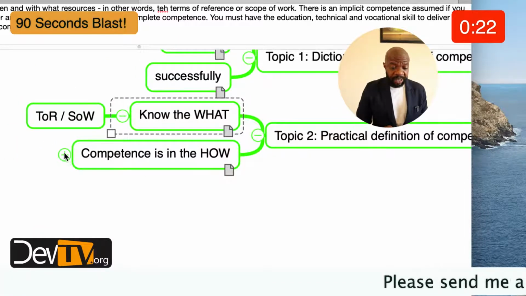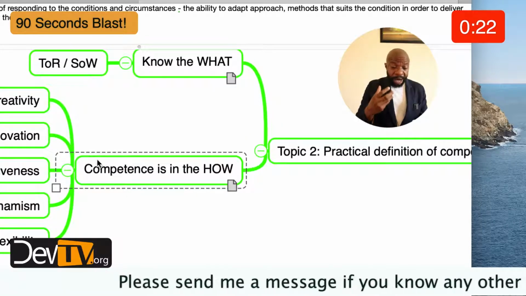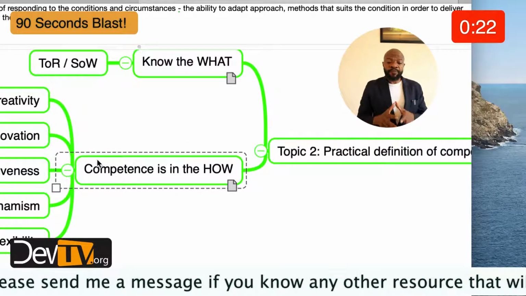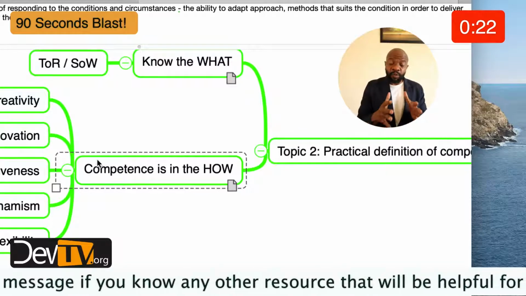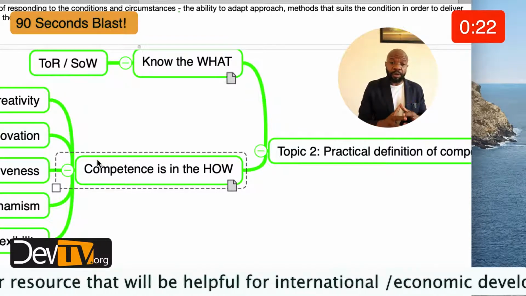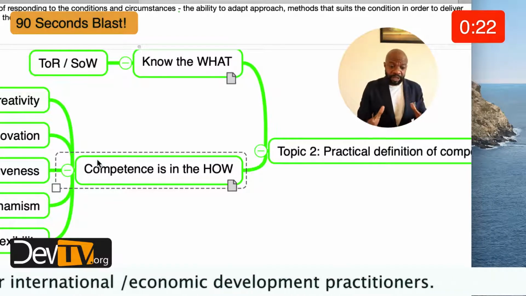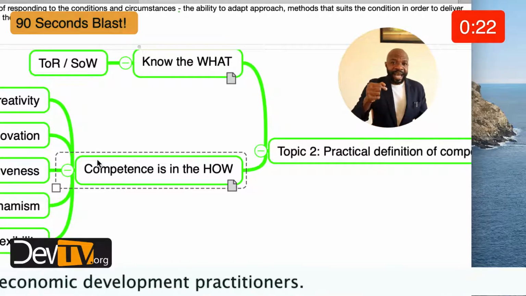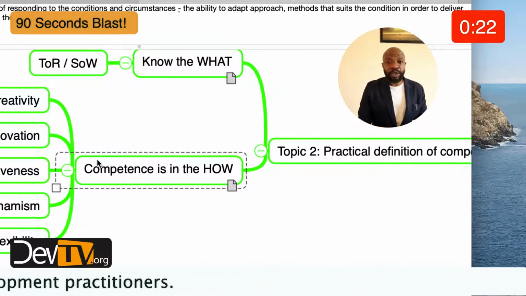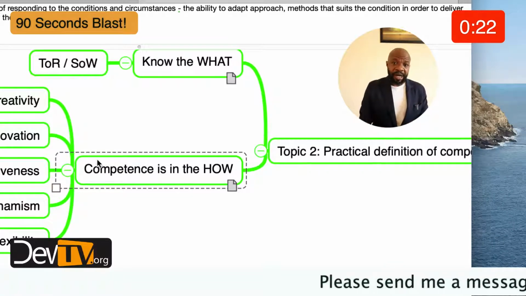But true competence, in my opinion, requires a whole lot more. So you have a clear idea of what exactly it is that you want to deliver in the scope of work or in your position. To be competent as an economic development professional, it is the how you deliver the scope of work and the terms of reference that sets you apart from everybody else. That's where the competence lies.